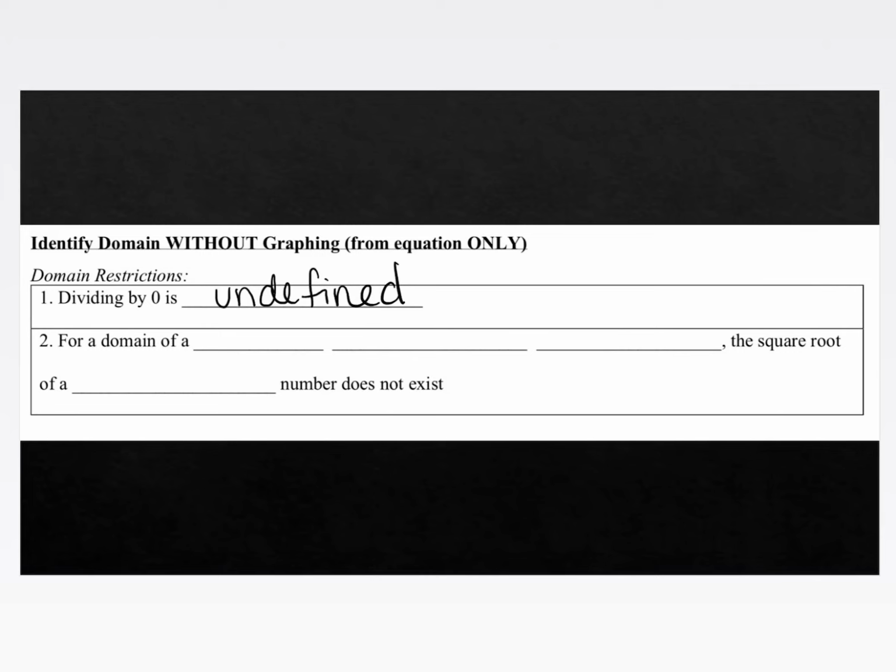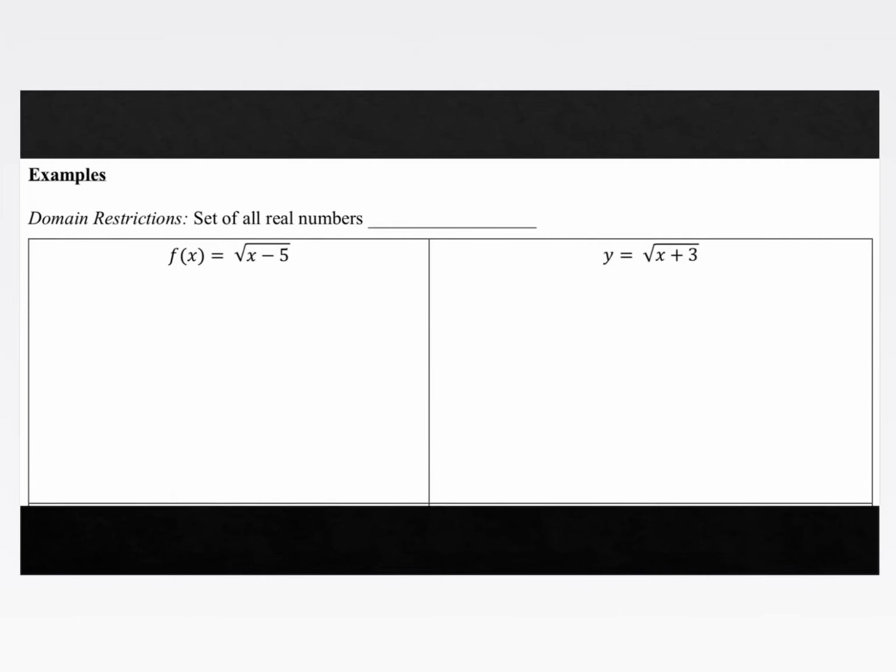Now, what we're specifically going to focus on in this unit on radical functions is a domain of a real number system, so we're not dealing with imaginary values. The square root of a negative number does not exist. So, to summarize our domain restrictions, we have the set of all real numbers where x is greater than or equal to 0.